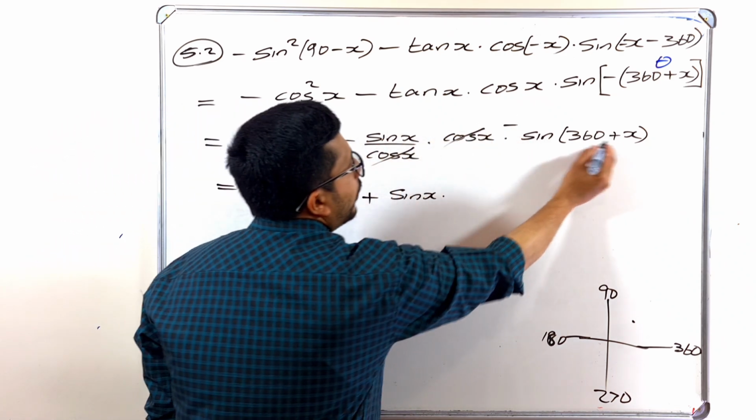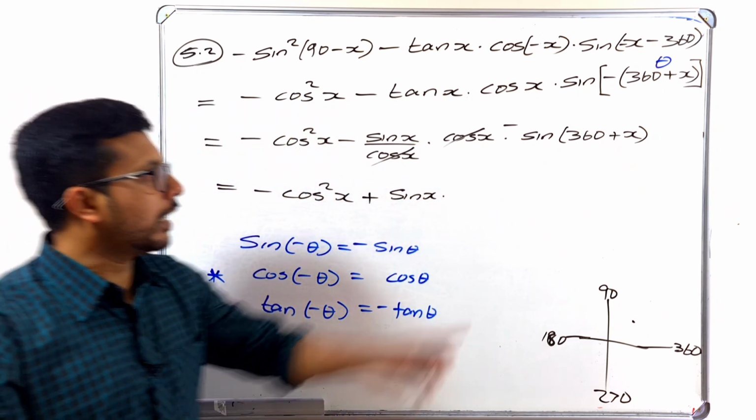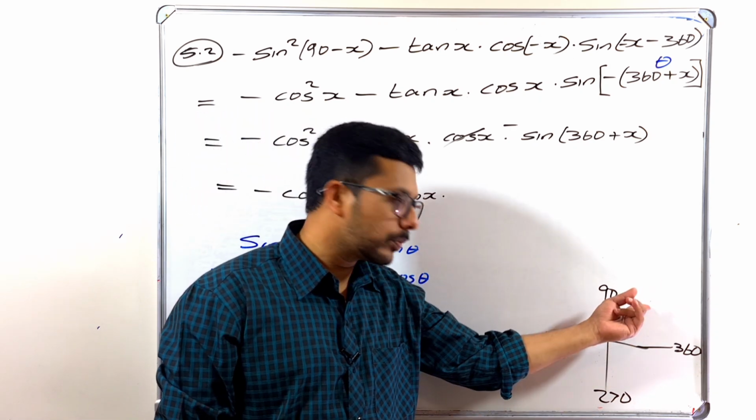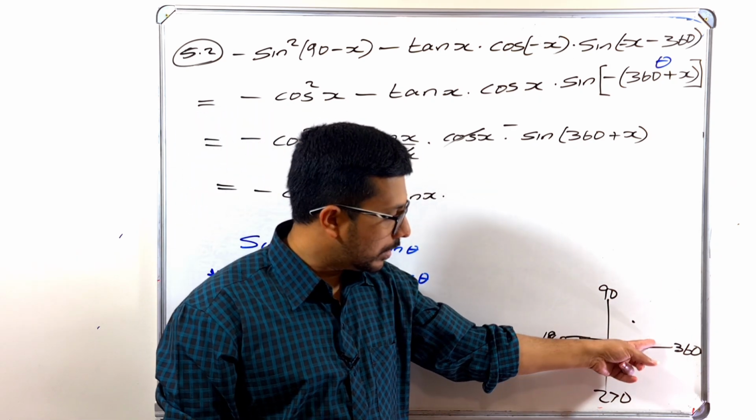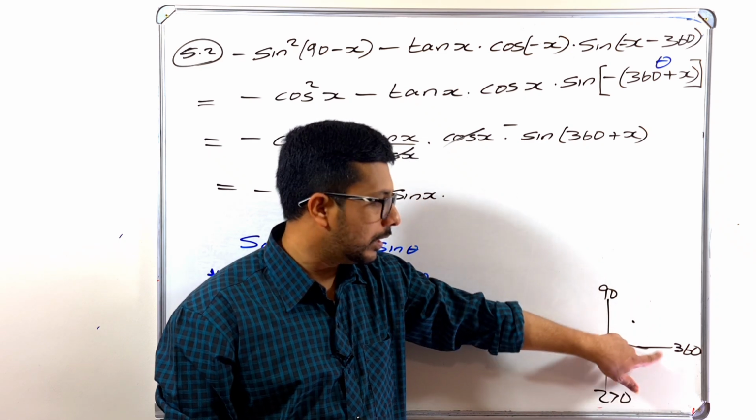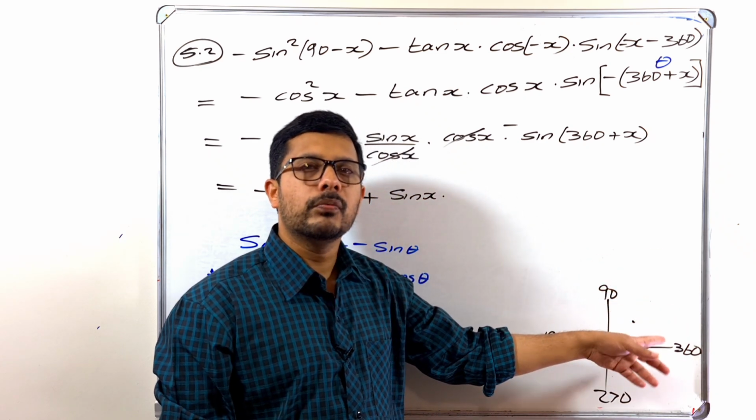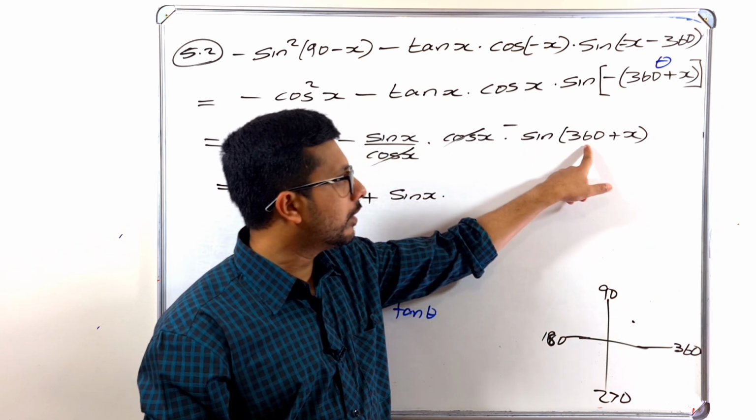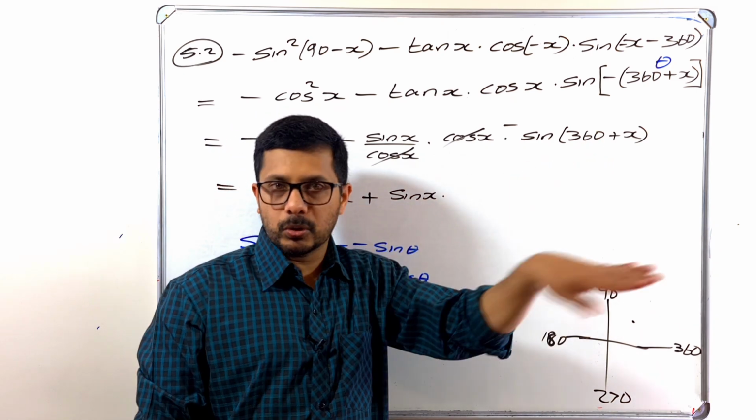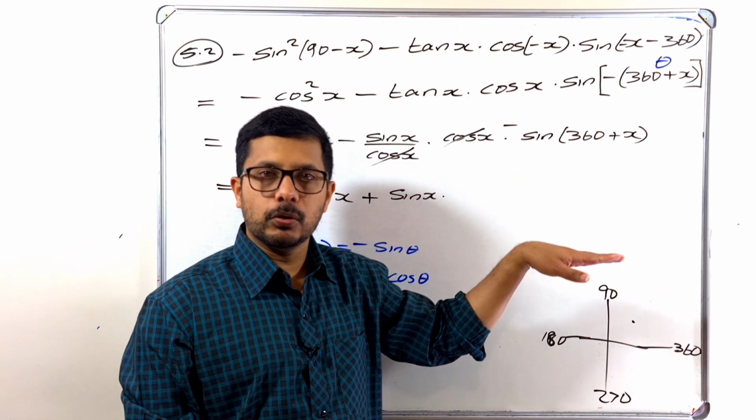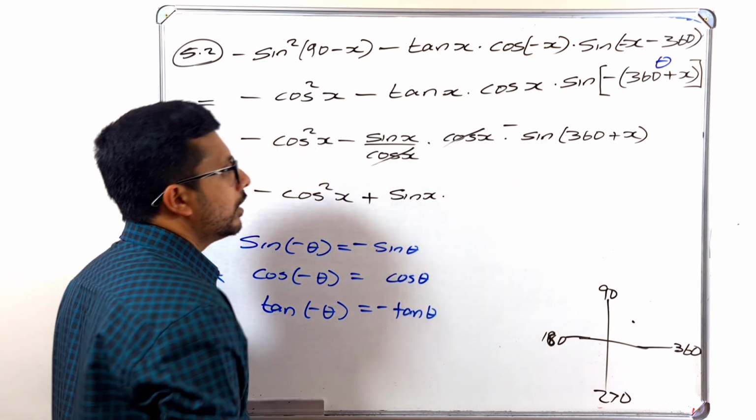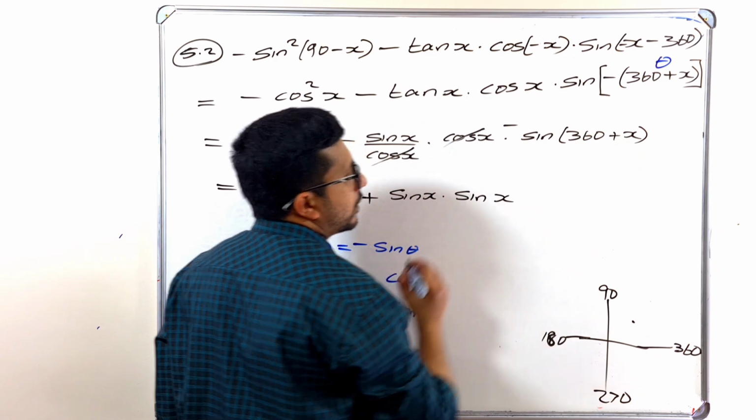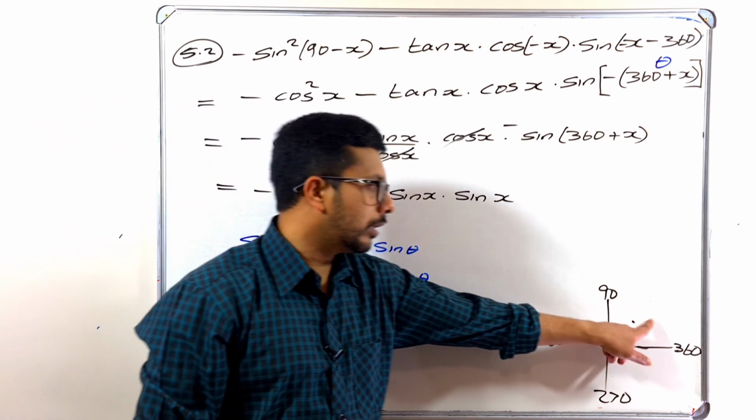Now tell me, what is sine of 360 plus x? 360 plus x means first quadrant. 360 minus x is the fourth quadrant. 360 plus x means first quadrant. And you know, in the first quadrant all the trigonometric ratios are positive, so sine is also positive. And there is no change, because if it is based on the horizontal line, 180 or 360, there is no change in the trigonometric ratio. So here it is sine, so here also it is sine, then it is x, and here everything is positive.